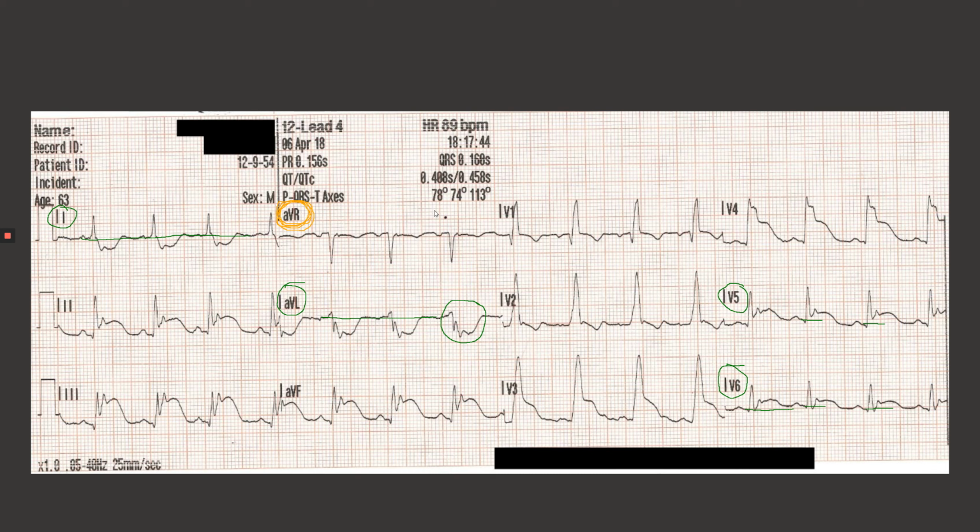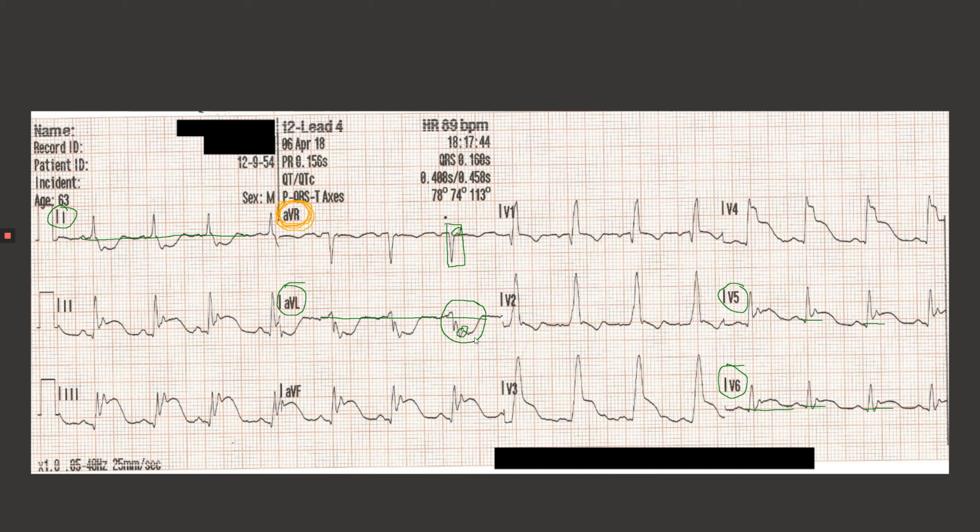But remember, this column is all one moment in time. So I can use this one because it's a little clearer to figure out where my QRS ends. That's going to put the J point here. Just follow that line down. It's going to put the J point right in here. And so clearly elevated right there.